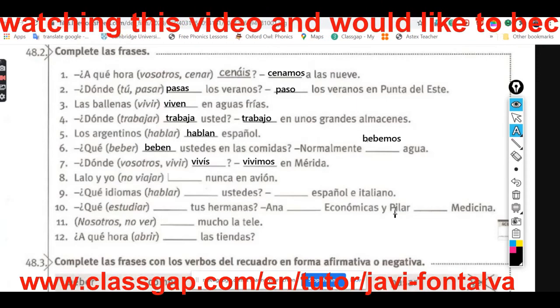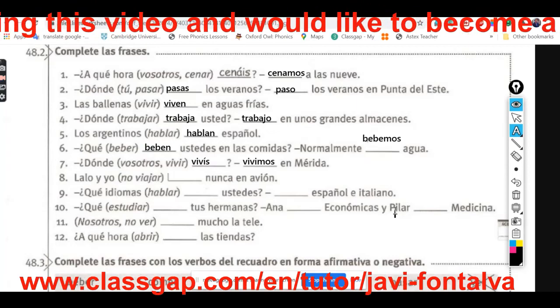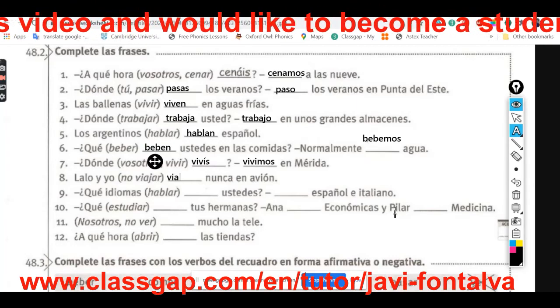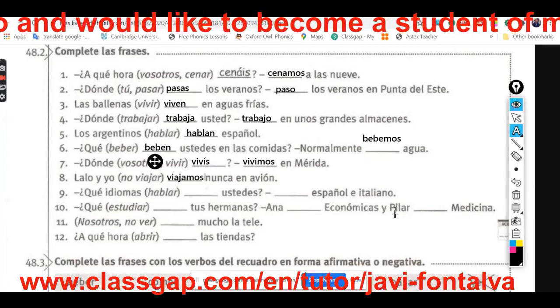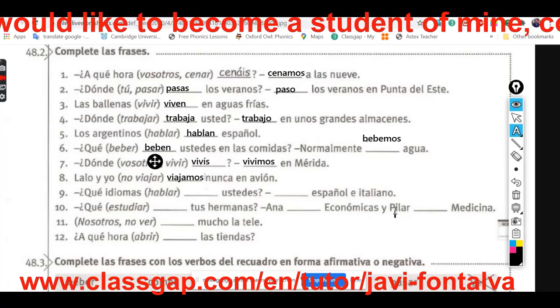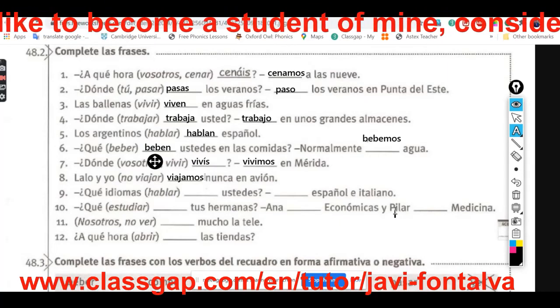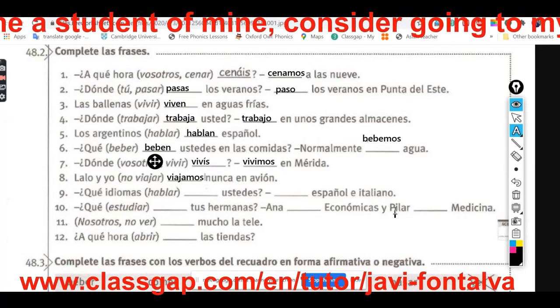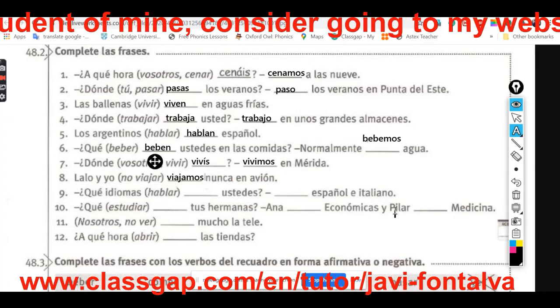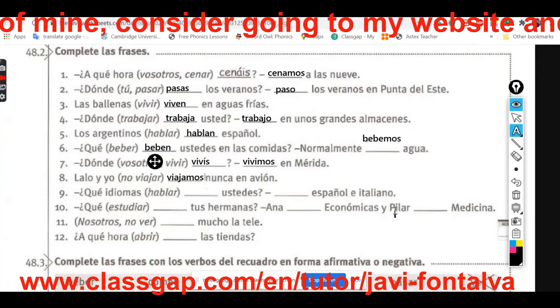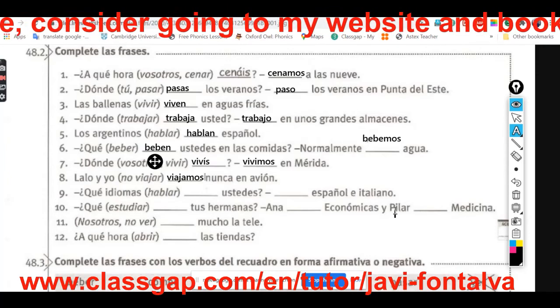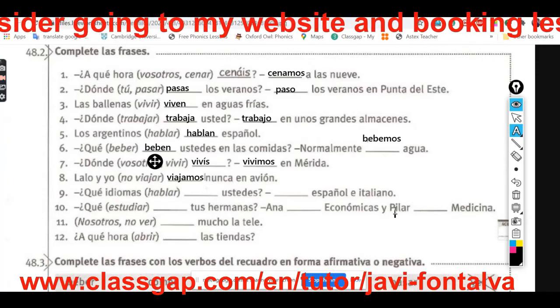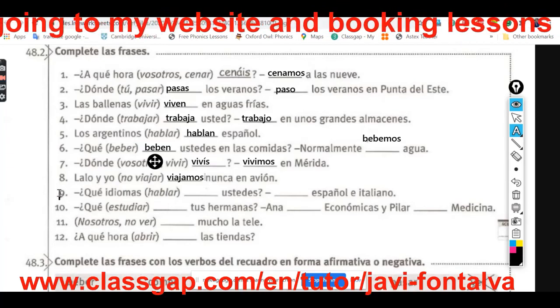Lalo y yo no viajamos nunca en avión. Perfect. What does this mean? Lalo and I never travel in an airplane. Okay.